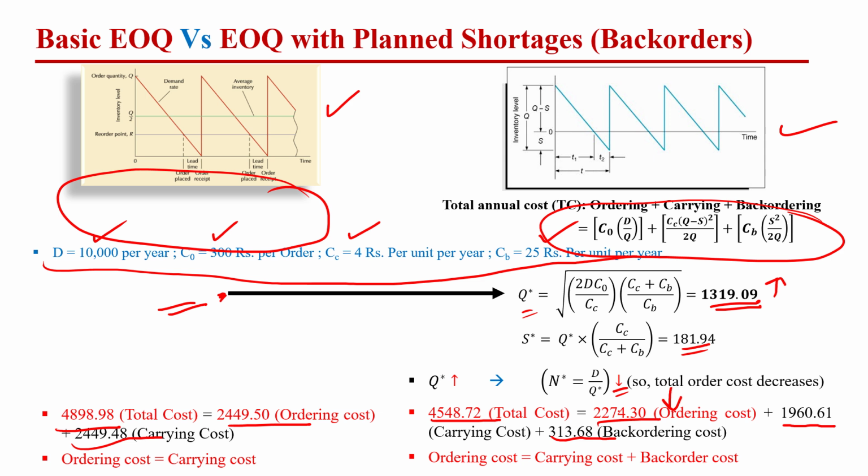Now, as per your scenario, you can evaluate whether you should use the basic EOQ model or the EOQ with planned shortages. As we have seen, the optimum order quantity is always going to be higher in planned shortages compared to the basic EOQ model, and the number of orders we are going to place is lesser compared to the basic EOQ model.